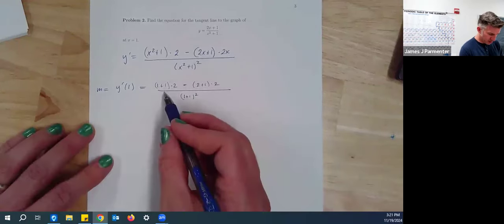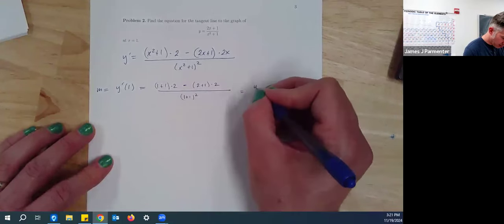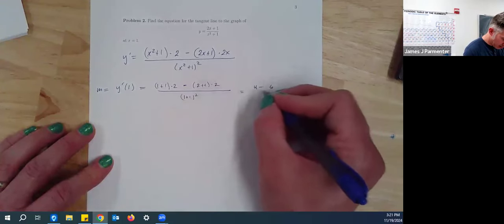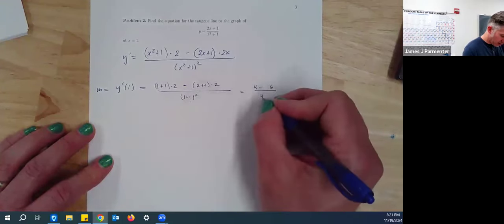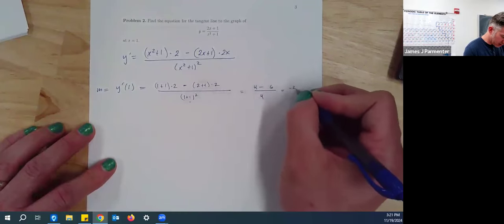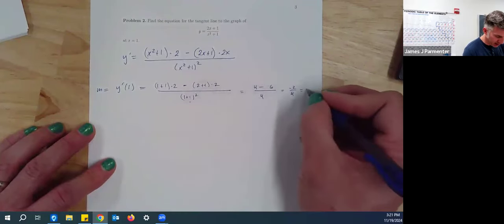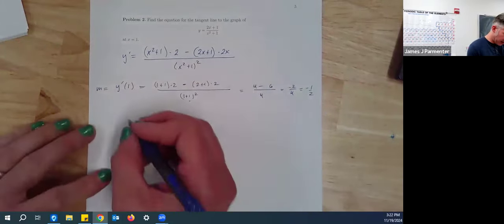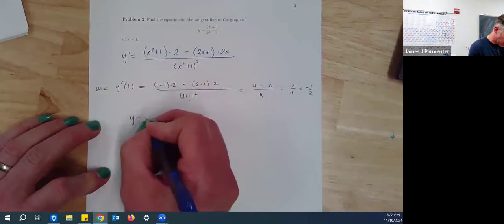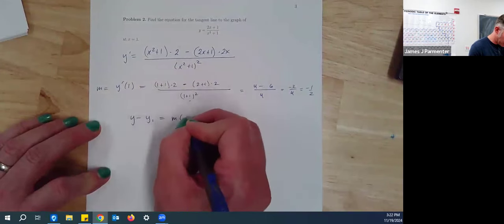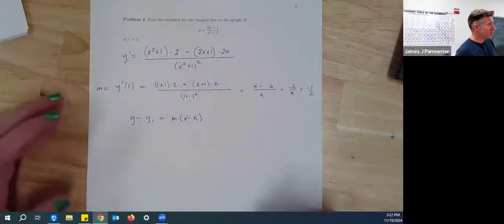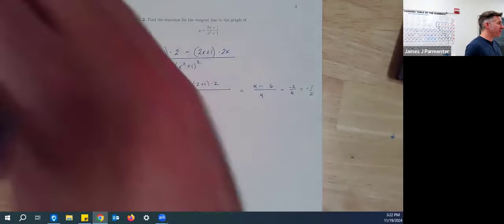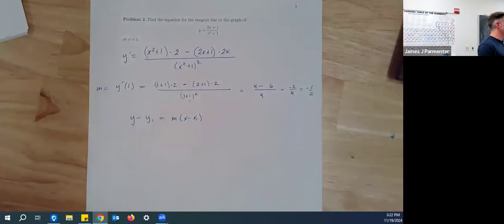So I've got 2 times 2, which is 4, minus 3 times 2, which is 6, all over 2 squared, which is 4. So I've got negative 2 over 4, which I should simplify to negative 1/2. Some amount of simplification is a good idea. And then the rest of this is writing my equation as y minus y1 equals my slope times x minus x1. I would encourage you to write this before you write any equation, just so that the person grading your work knows you knew what you're supposed to do, even if you make a mistake after that.